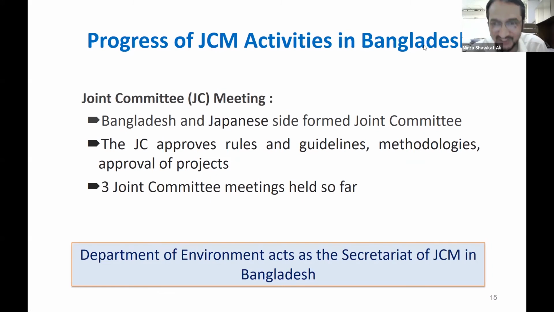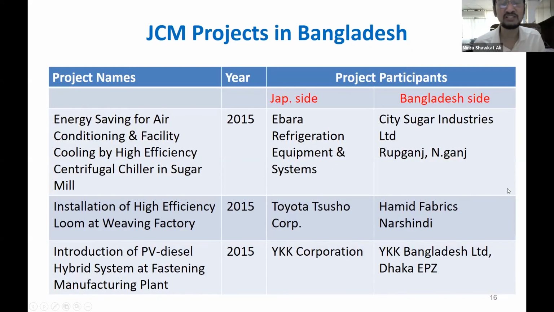Sorry, I forgot to mention the JCM project activities. You can see with Japan, we have a joint crediting mechanism, and we have established a joint committee, and we have organized 3 meetings, but we could not arrange 2 more meetings with the Japanese side due to the Corona pandemic. Hopefully, we are going to organize the online 4th joint committee meeting soon, and we're going to issue our carbon credits for the first 2 projects in Bangladesh.